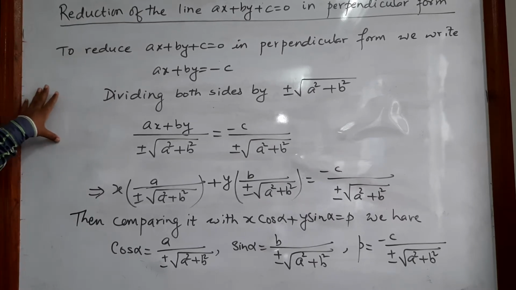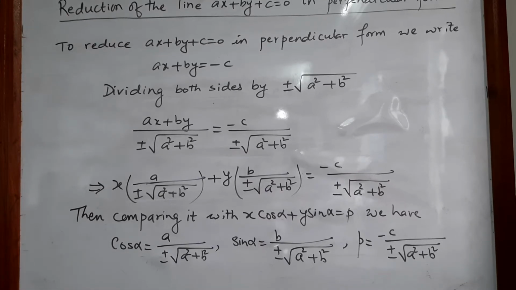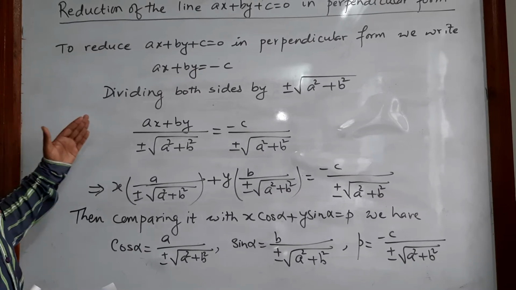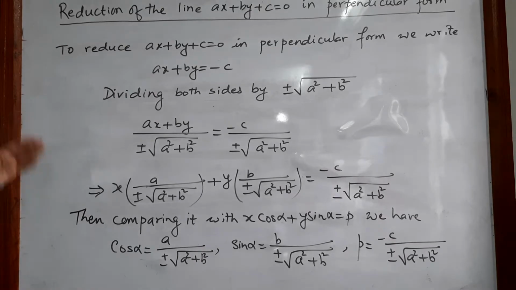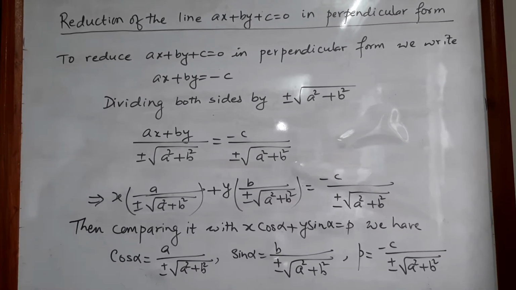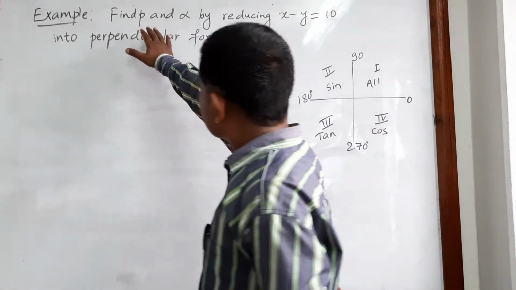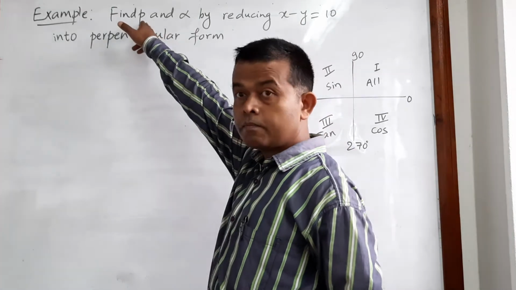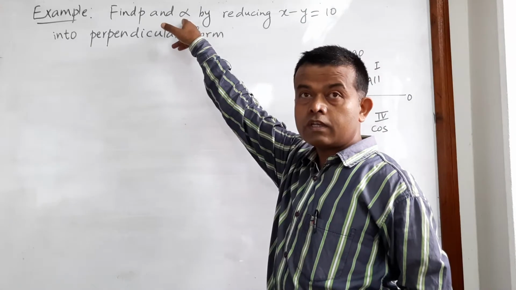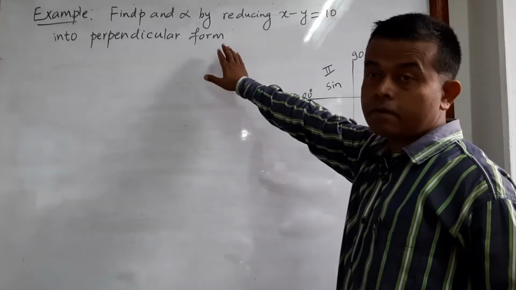So the main part I have to focus on is finding out the angle between the perpendicular from the origin to the line and the x-axis. Here is one example: to find out the length of the perpendicular p from the origin to the line and the angle made by the perpendicular with the positive direction of the x-axis, reducing this into perpendicular form.